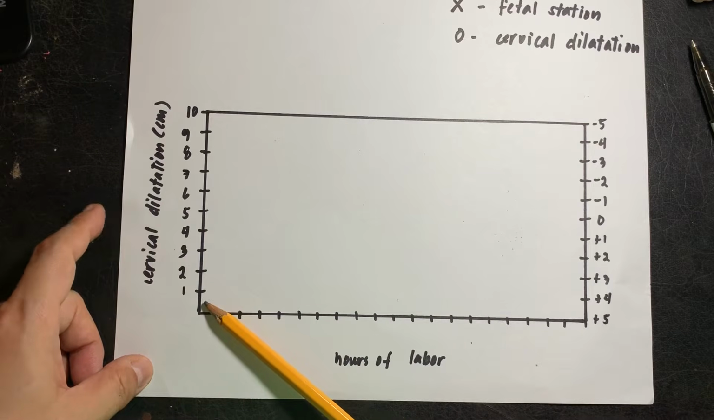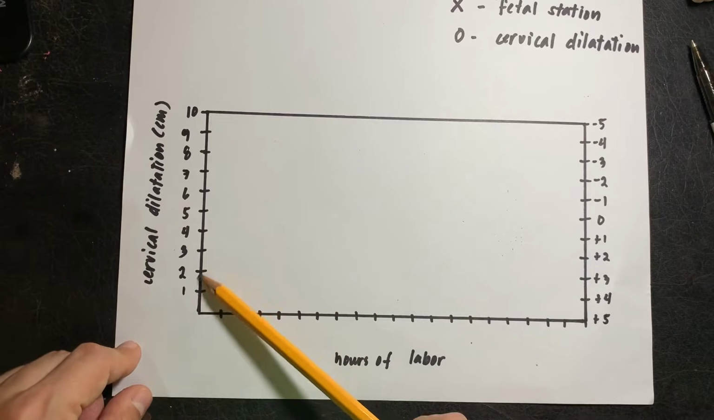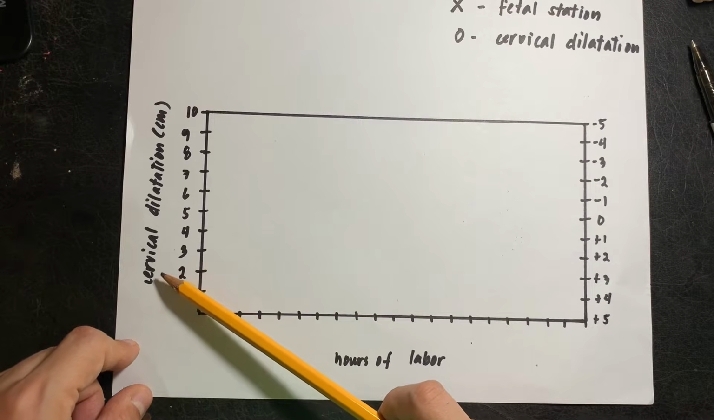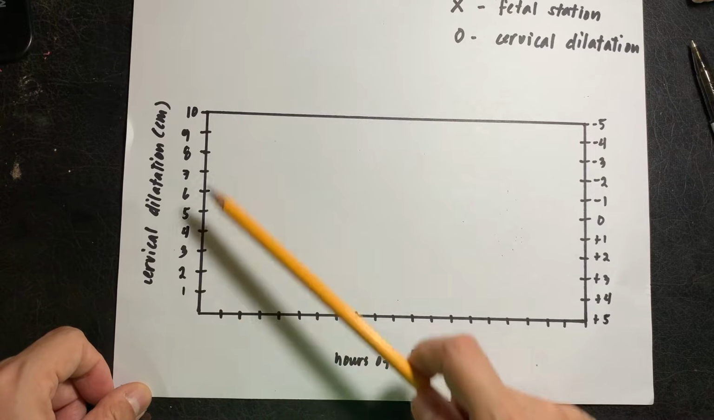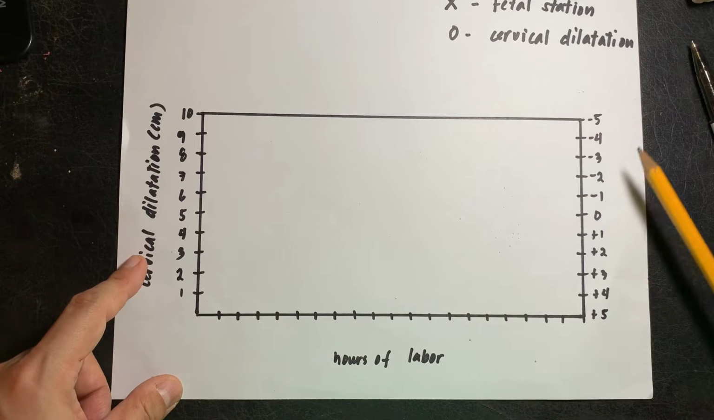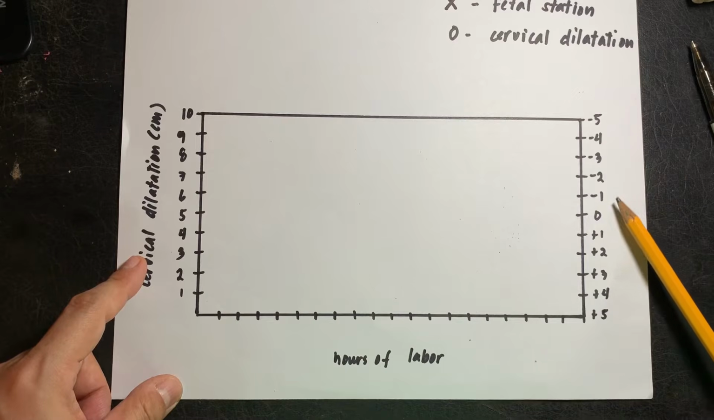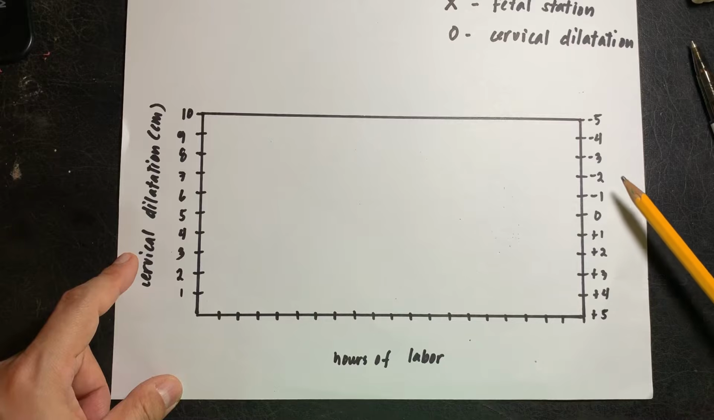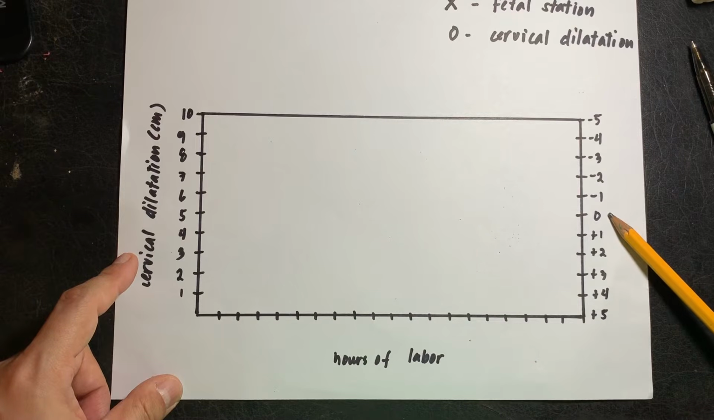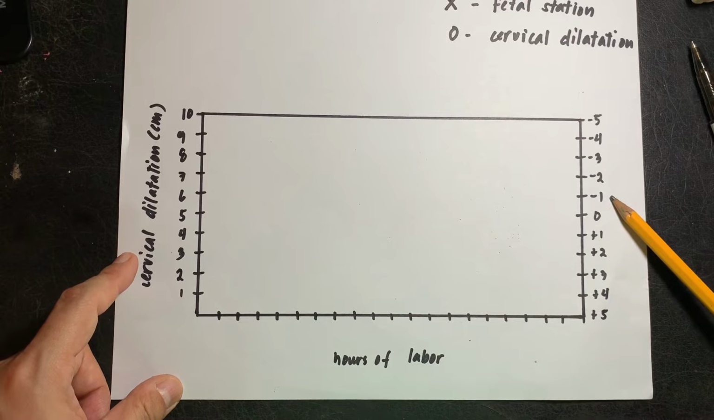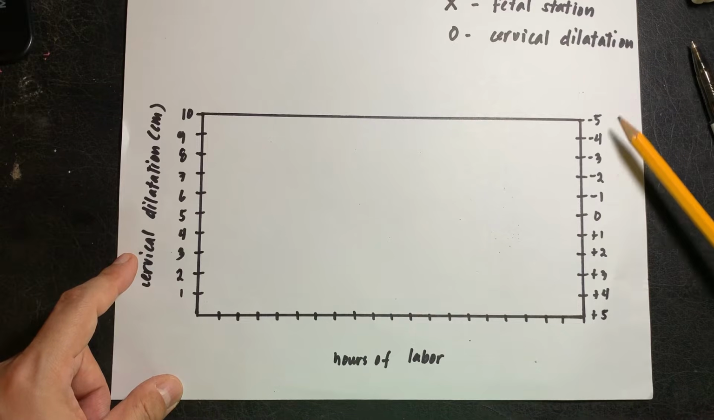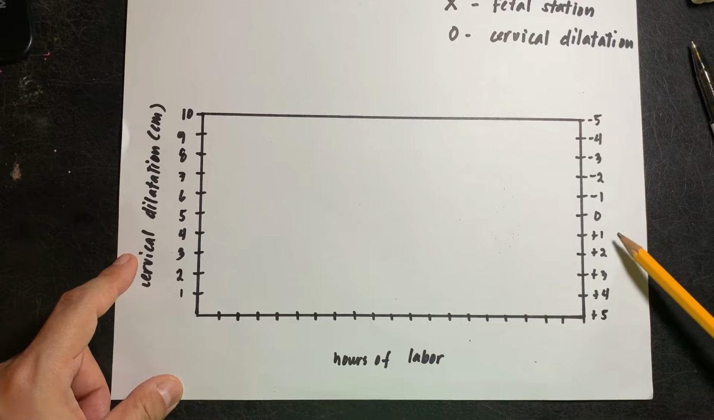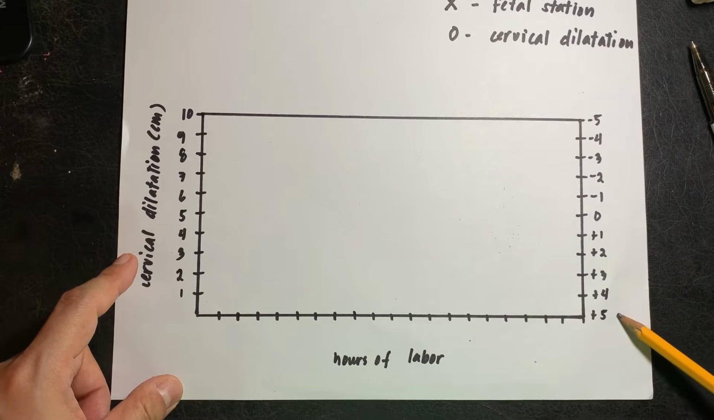The leftmost y-axis is the cervical dilatation. So you number this 1 to 10. And the rightmost y-axis is the fetal station. As you can see here, we have station 0. Above station 0, we have -1 to -5, and below station 0, we have +1 to +5.